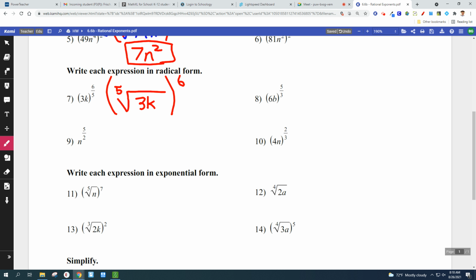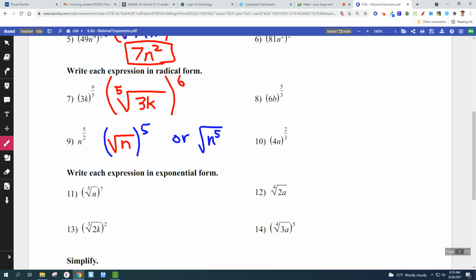So then the next one, when I have a denominator 2, that's a square root. We have square root of n, and there's really 2 ways to do it. If we're consistent with the last problem, we'd say to the 5th power. But you could also just say square root of n to the 5th, like that. That's the same thing. Both of those say the same thing.